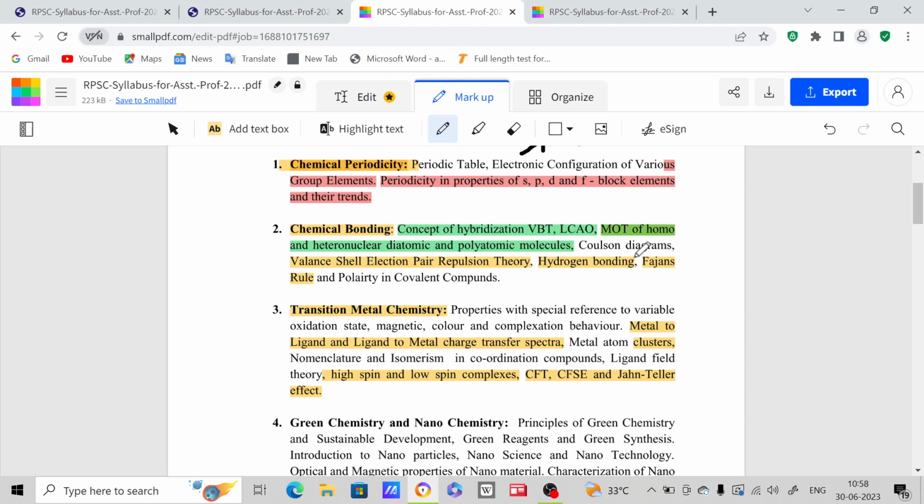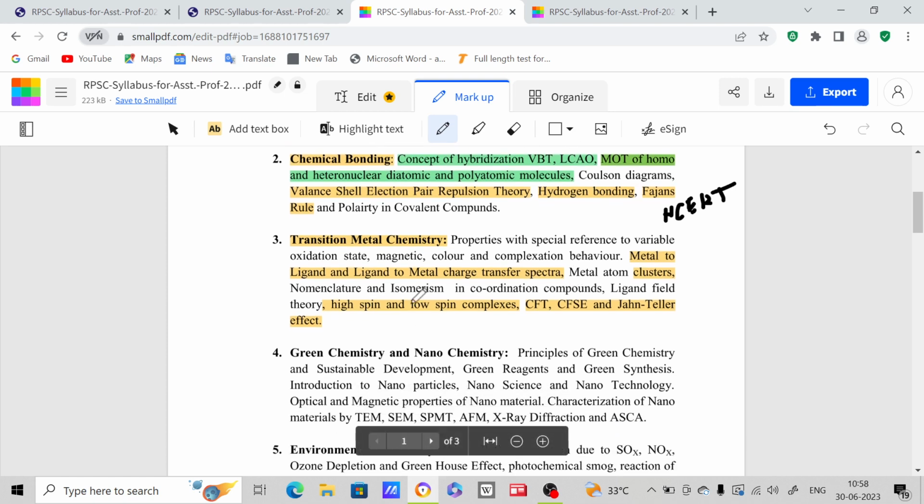If you come to Fajan's rule, it is not important for CSIR NET, but Fajan's rule is important for this particular RPSC Assistant Professor exam. For this Fajan's rule, you can again follow NCERT. You can read Fajan's rule from the NCERT textbook. Carlson diagrams are not important, but if you want theory regarding these diagrams, I will try to provide it in my Telegram channel.